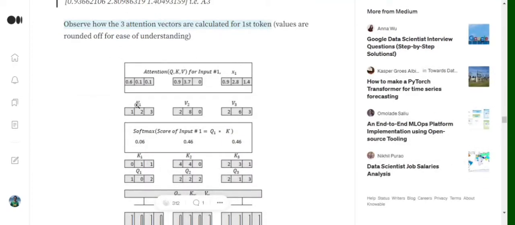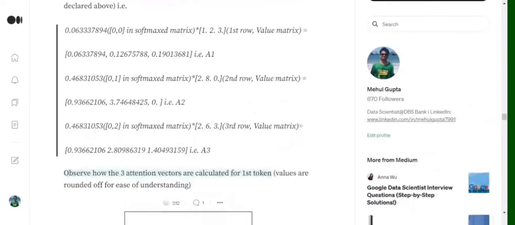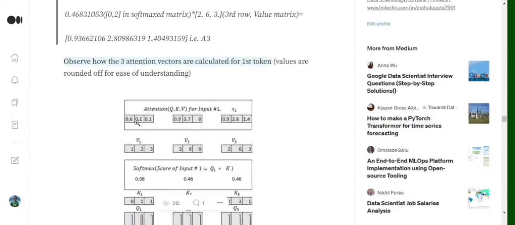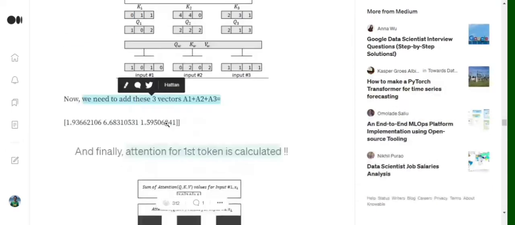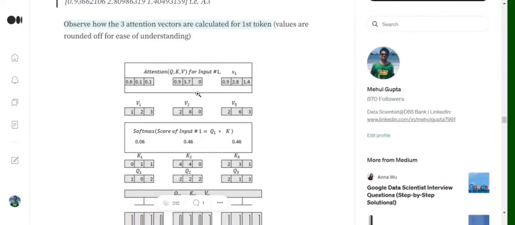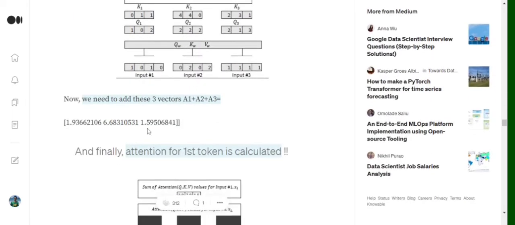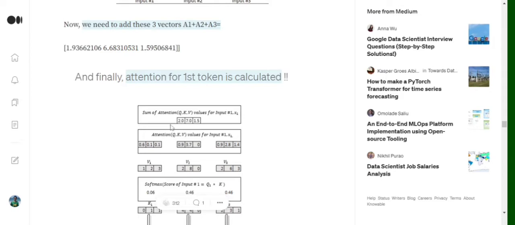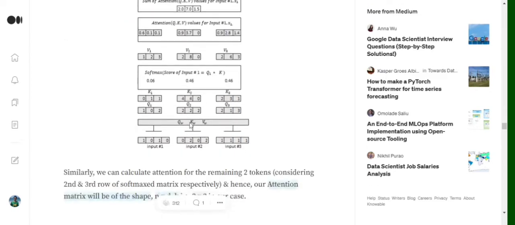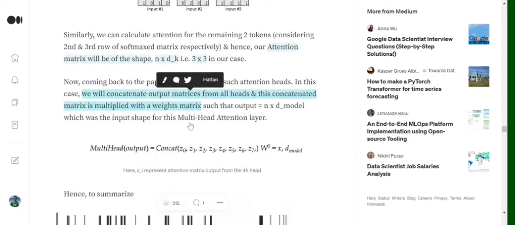And finally, we will get these values for attention for input token 1: A1, A2, and A3. Right. Now, the last part is that we need to add these three vectors that we have generated after multiplying with the value matrix. After adding these three vectors, we are getting 1.9, 6.6, and 1.5. These are rounded off. So 2, 7, 1.5 is finally the attention that we wish to calculate for the first token. Similarly, you can calculate the attention for the second token, and you can calculate the attention for the third token.